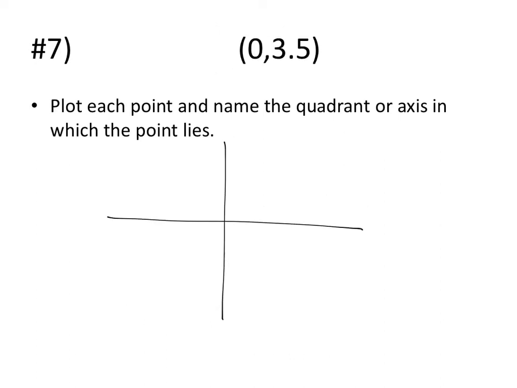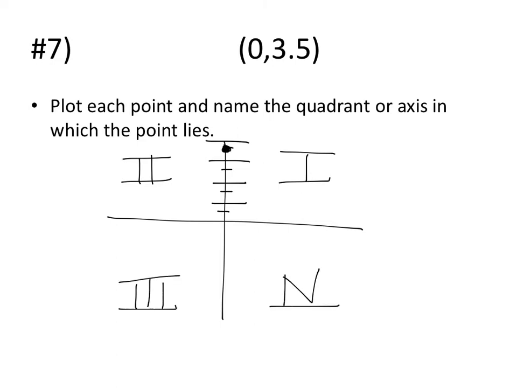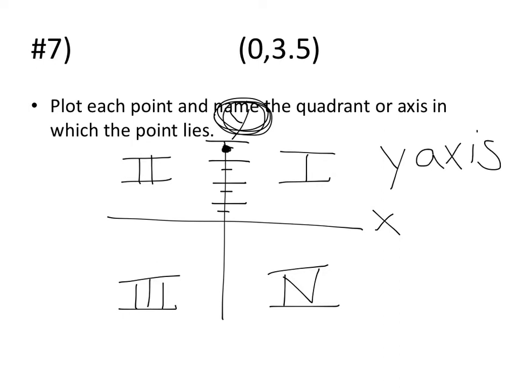Here I have (0, 3.5). So 0 means I don't go left or right, so I just stay there. And then 3.5 means I go up 3.5. So give yourself some half tick marks here. So I go 1, 2, 3.5. So I'll be right here. Now my quadrants are 1, 2, 3, 4. However, I'm not in a quadrant in this case. I'm on an axis, and I'm on the y-axis. So on this one, your answer would be y-axis.